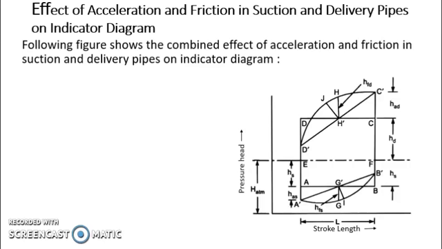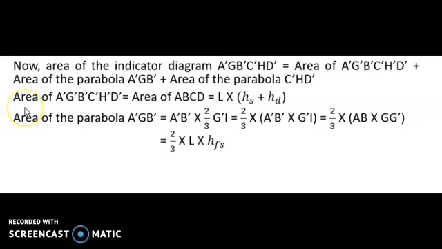And we know that the area of this A dash, G dash, B dash, C dash, H dash, D dash is equal to area of ABCD, and area of ABCD is equal to AB into BC. This AB is equal to stroke length capital L and this BC is equal to HS plus HD. So the area of A dash, G dash, B dash, C dash, H dash, D dash is equal to area of ABCD is equal to capital L into HS plus HD.